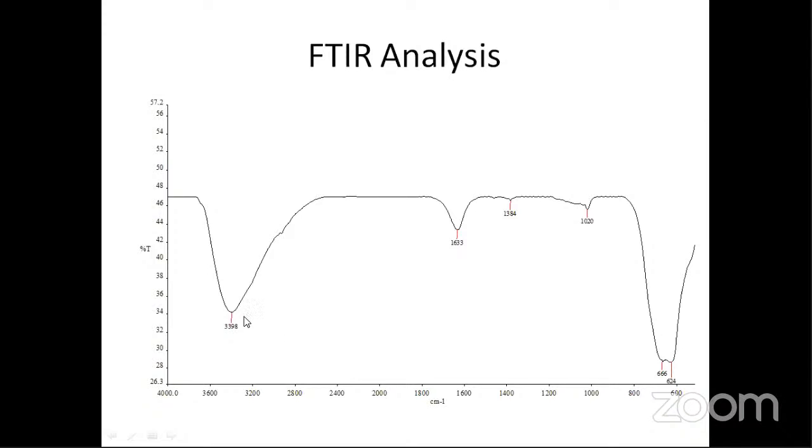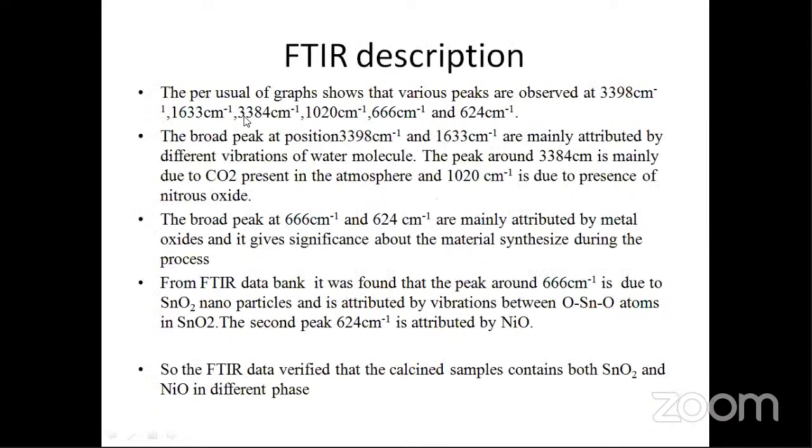These are due to the water molecule present in the sample, or somewhat due to carbon oxide and nitrous oxide present in the sample, which is clearly explained in this slide. The peaks are mainly attributed to metal oxide, the 666 and 624, which have great significance for the material synthesized during the process. From the FTIR data bank, it was found that the first peak is due to SnO2 nanoparticles and is attributed to vibrations between the oxygen, tin and oxygen atoms in the SnO2 structure. The second peak is attributed to nickel oxide. So the FTIR data verified that the calcined samples contain both SnO2 and nickel oxide in different phases.